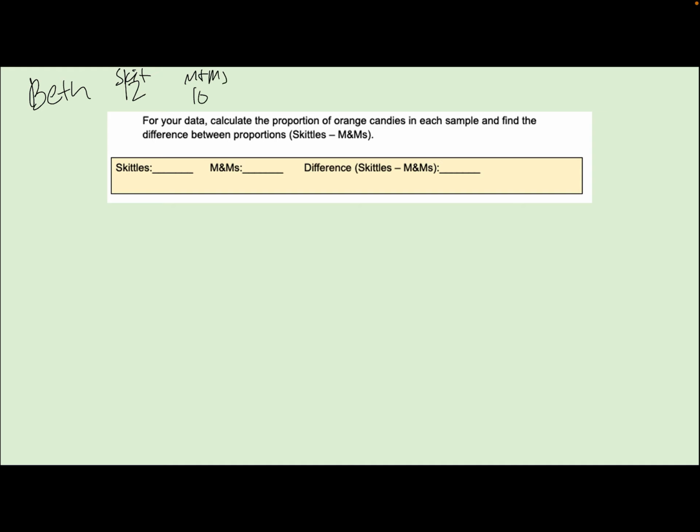So if I'm finding my proportions for Skittles, I'm going to do 12 out of 50, and that's going to give me 0.24. And then for M&Ms, it's going to be 10 out of 50, which is going to give me 0.20. Then it's asking me to subtract the proportions. So I'm going to do 0.24 minus 0.20, and that's going to give me 0.04. I need all of you to go ahead and do this for your data. You're going to have different numbers than me, pretty sure. See if anyone else has 12 and 10. Mara, you do, so there you go. Everyone else other than Mara should have different numbers here.